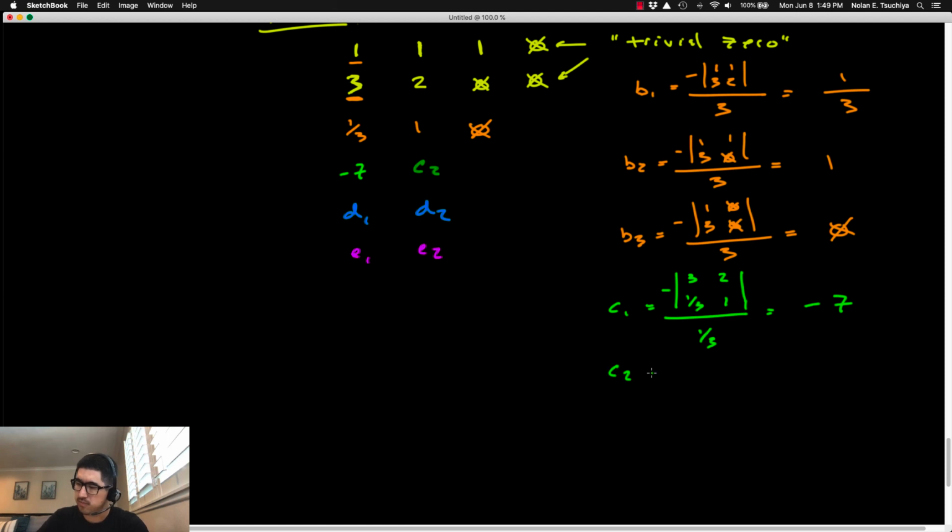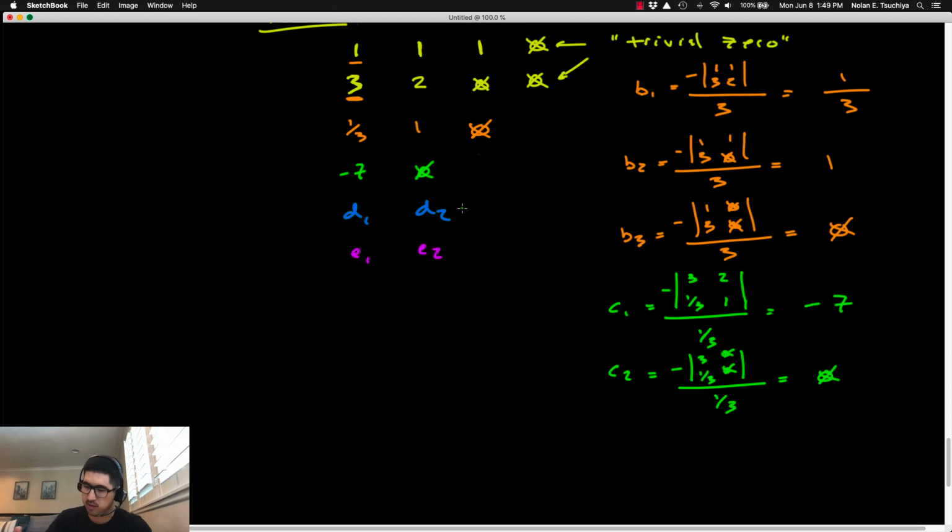C2, for the keen observer, you might already know what C2 is going to be, because the 2 by 2 matrix associated with C2 is 3 and 1/3 for the first column, but 2 trivial zeros for the second column. So I know right away that C2 is equal to a trivial zero, which means I know I should move on to the next row. So I know to move on to the D row.